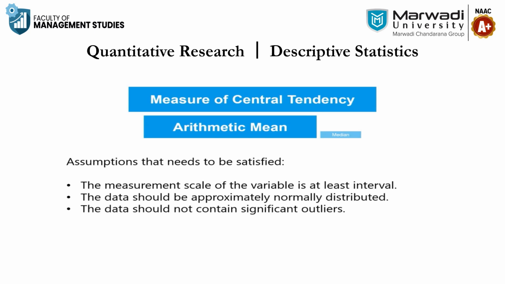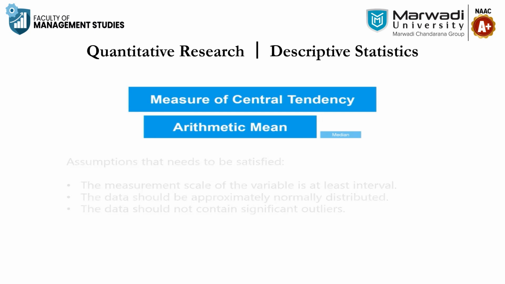The first assumption can be satisfied if your research instrument gives an interval or ratio data. The second assumption can be checked using normal QQ plot, histogram, or other statistical tools. Finally, the third assumption can be checked using box plots.